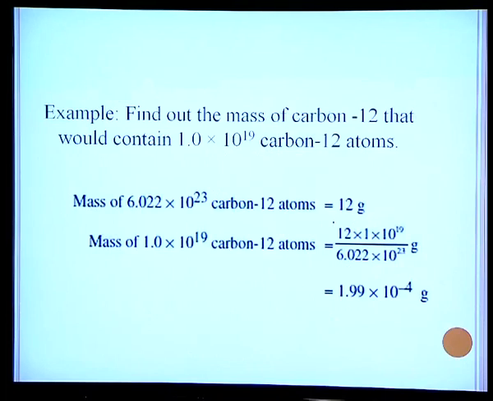Now example, find out the mass of carbon 12 that would contain 1.0 into 10 power 19 carbon 12 atoms. Mass of 6.022 into 10 power 23 carbon 12 atoms is equal to 12 gram. Mass of 1.0 into 10 power 19 carbon 12 atoms will be equal to 12 into 1 into 10 power 19 divided by 6.022 into 10 power 23, that is equal to 1.99 into 10 to power minus 4 gram.